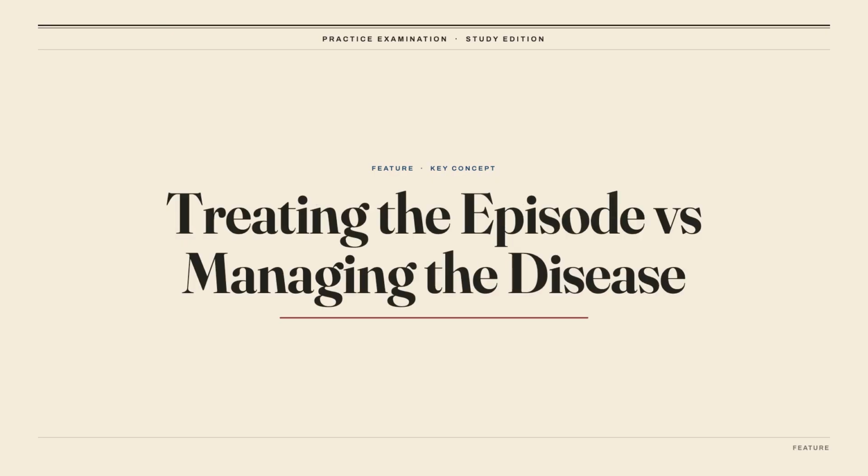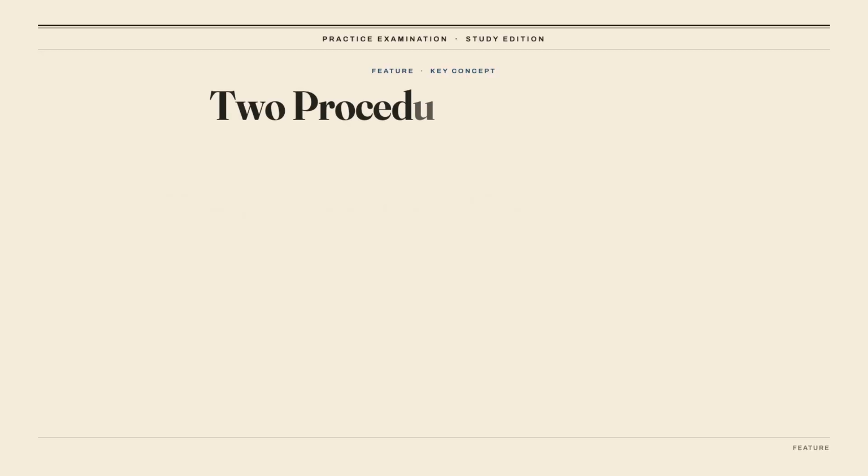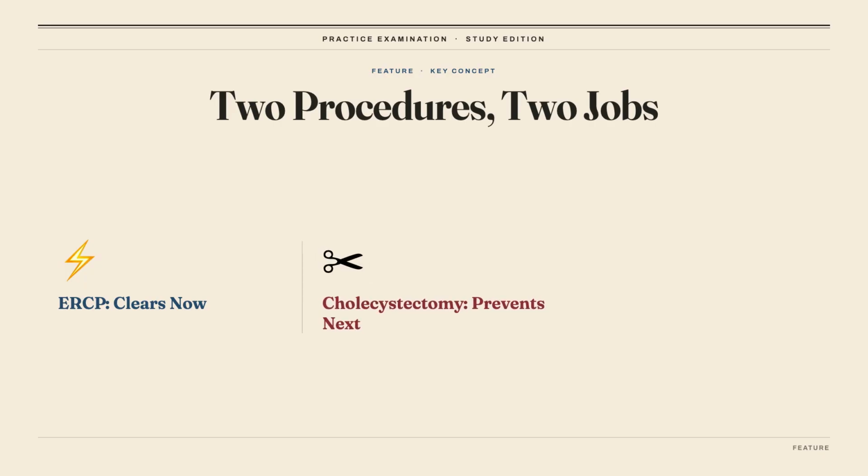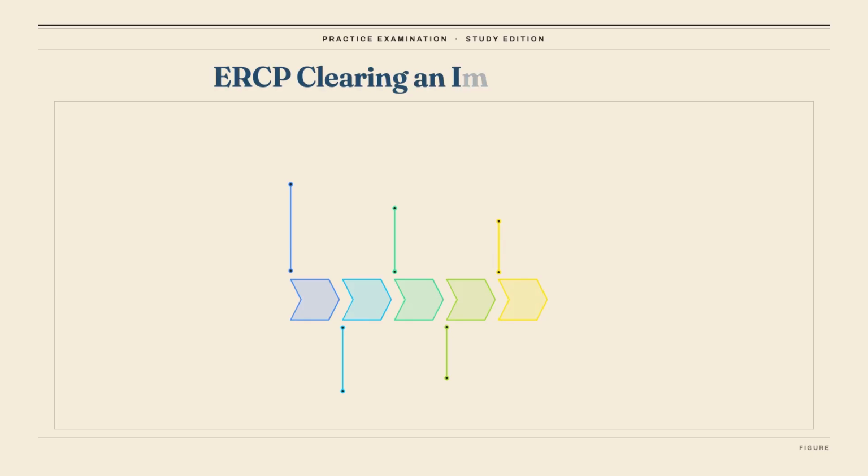A patient can recover fully from gallstone pancreatitis and still carry the exact anatomic setup that caused it. About a third of untreated patients come back with another attack, so real management means fixing the cause, not just the episode. Definitive biliary management splits into two procedures with different indications and timelines. ERCP clears the blockage that exists right now, while cholecystectomy prevents the blockage that would otherwise happen next, and neither one substitutes for the other.